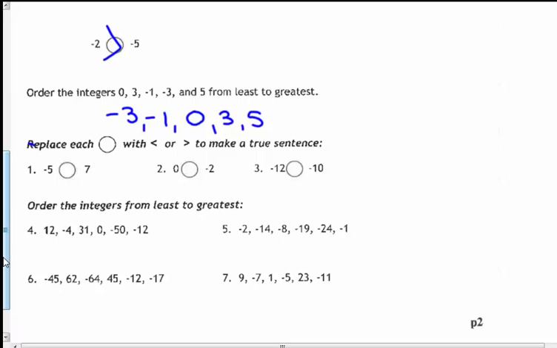I'm going to leave this bottom section for you to complete on your own, and we'll go over this in class when we get back together. So try this. Let's see if you can remember putting them in the proper order, least to greatest, and if you can fill in the correct symbol, less than or greater than.